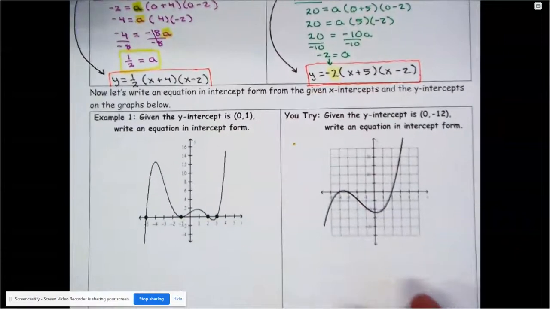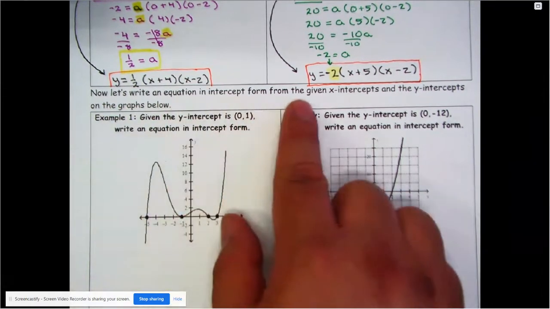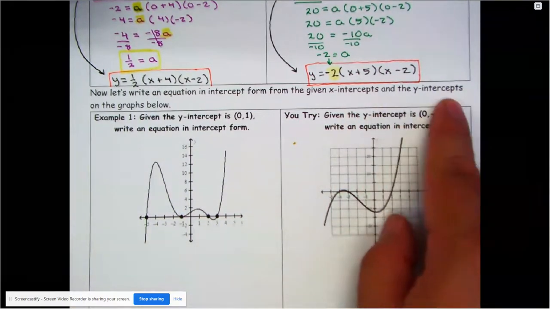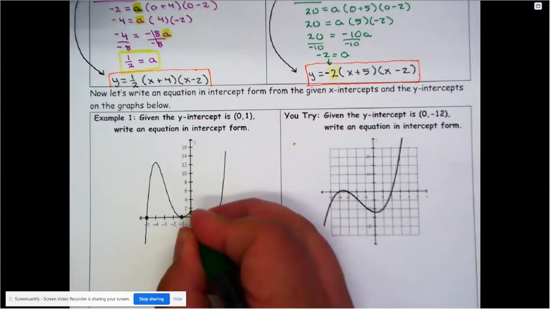These are not your typical parabolas, right? So these are a little more complicated. So that's why it says, now let's write an equation in intercept form with the given x-intercepts and the y-intercepts on the graphs below, okay? Now, they did give me a y-intercept here. Notice they're skip counting.